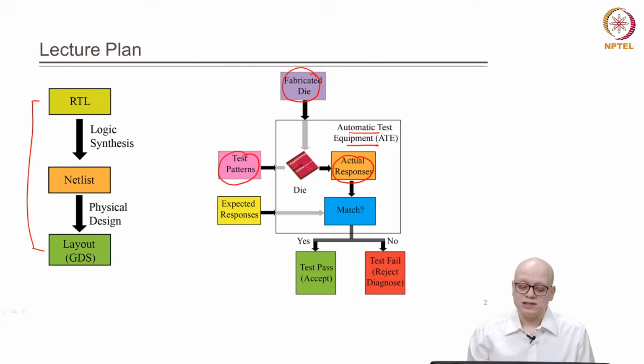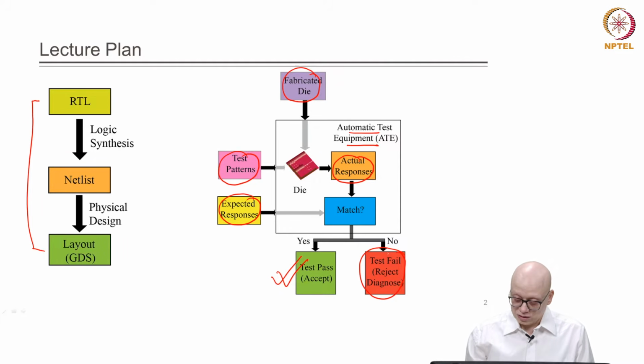If the actual responses match the expected responses, then we say that the given die has passed the test, and this die will be allowed to go to the packaging and to the customer. While if there is a mismatch between the actual responses and the expected responses, then we say that the testing has failed, and then we reject that die, and that die does not go to the customer or is not processed further. So, this is how the manufacturing test is done.